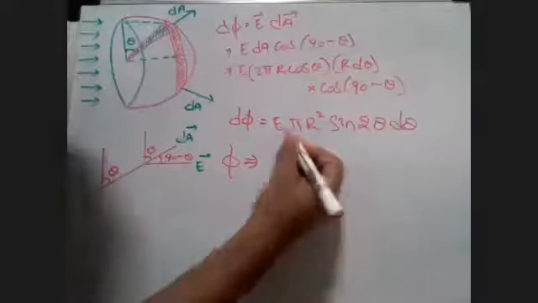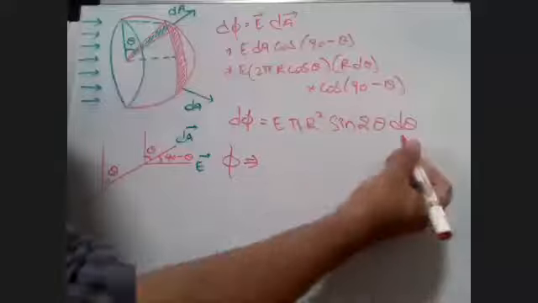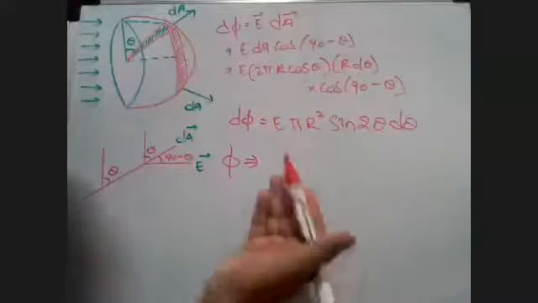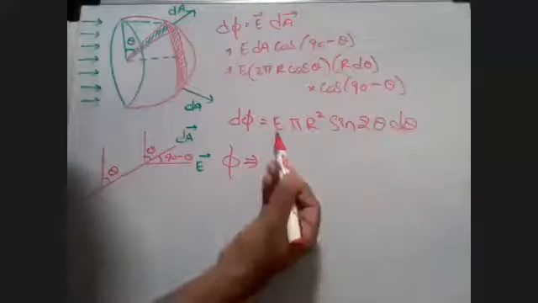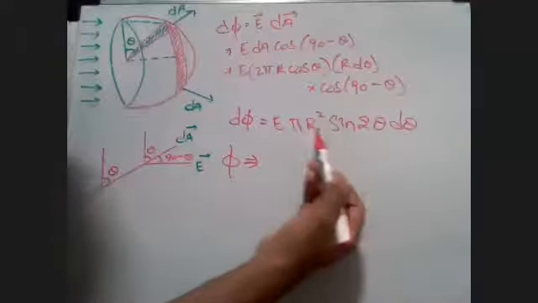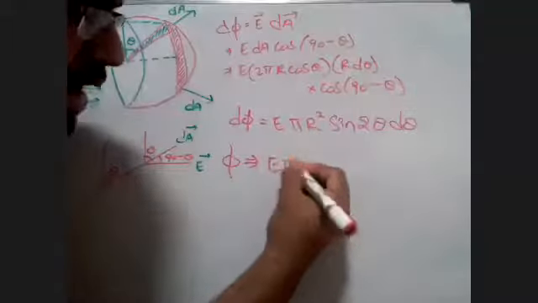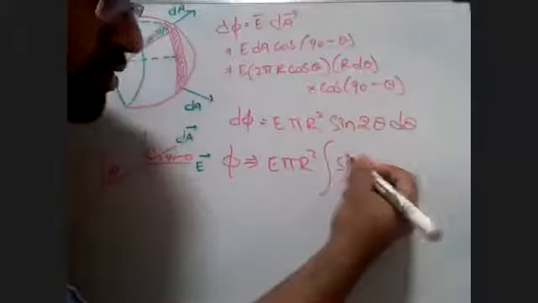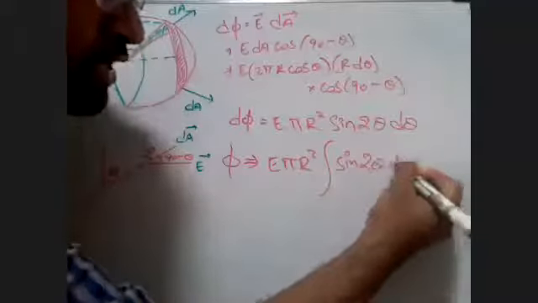So 5 is equal to what? Integration of E pi r square sin 2 theta d theta. What is a variable here? What is constant? E pi r square is constant. Exactly. So I'll write it here, E pi r square, and then I can put sin 2 theta d theta.